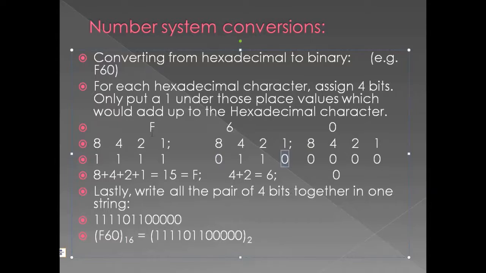For F, meaning 15, you have to turn on all the 4 bits, because 8 plus 4 plus 2 plus 1 equals 15 equals F. Lastly, write all the groups of 4 bits together in one string like this, again starting from the left hand side, and this would be your equivalent answer of F60 in binary.